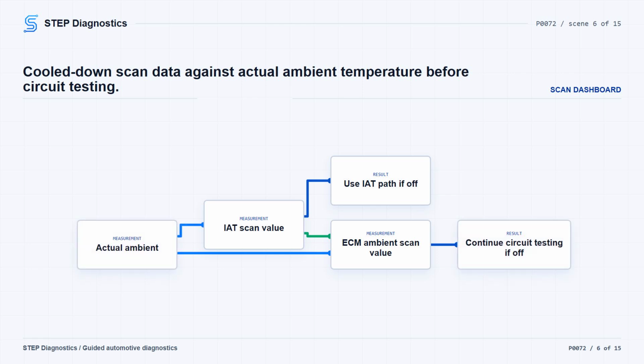If it is within 15 degrees Celsius, 27 degrees Fahrenheit, then check the ECM ambient air temperature parameter. That value also needs to be within 15 degrees Celsius, 27 degrees Fahrenheit of actual ambient temperature. If it is not, continue into the ambient sensor circuit testing. If it is within range, the check is okay at that point.